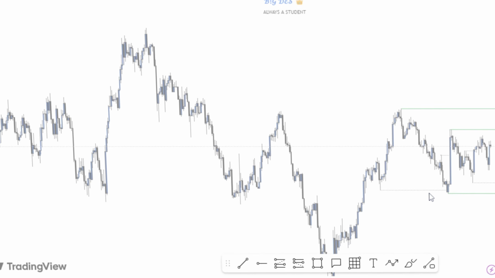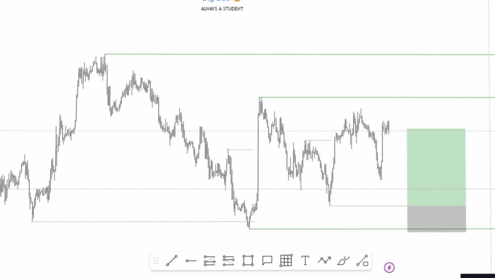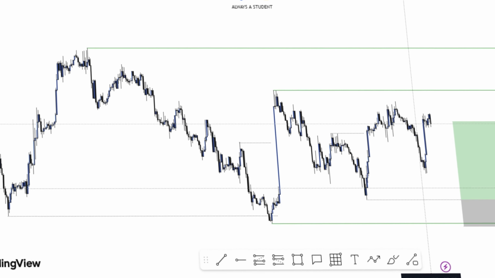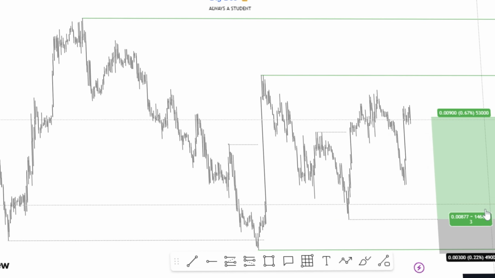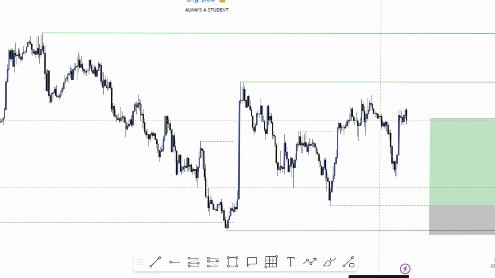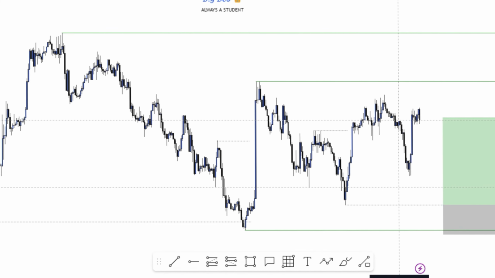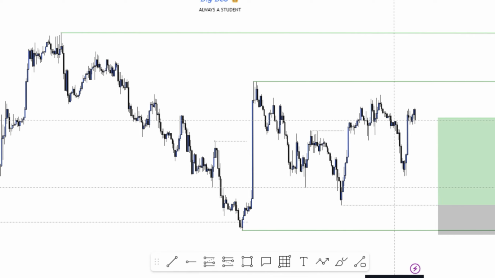Before that, I'm going to keep a close eye on this, see what happens here, and then maybe pay attention and just do what the market tells us to do.